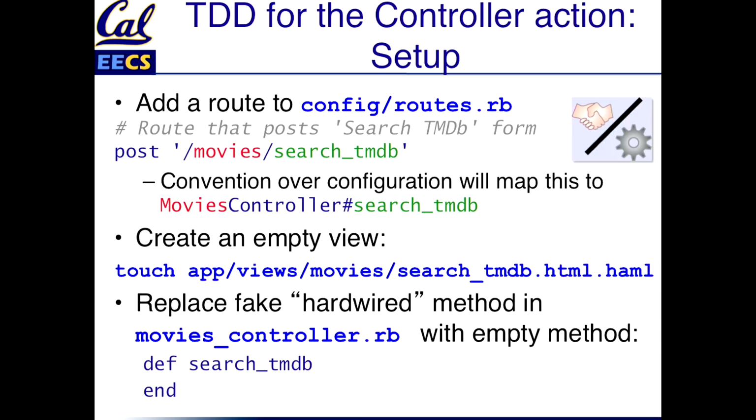And now we're going to get to the action. We're going to look at that hardwired fake method that Dave used in his example, and we're going to replace it with an empty method. Okay, so now we're pulling out the safety net. The method is now officially going to have to fail.